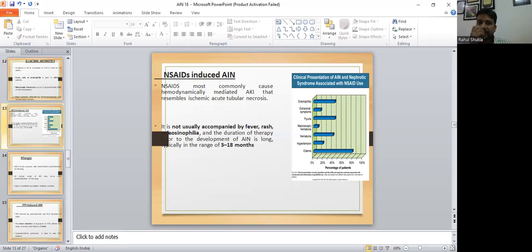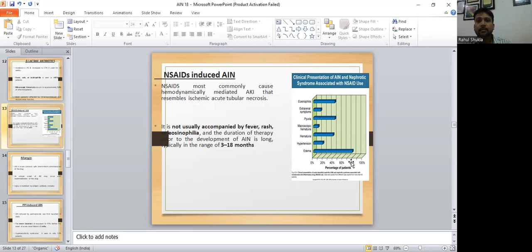Now coming to NSAID-induced AIN. The symptoms and the pattern differ a little bit from those caused by beta-lactams. Here eosinophilia is seen in around 40%. Extrarenal symptoms are seen in only 10%. Pyuria can be seen in 40 to 45%. Microscopic hematuria only in 5 to 10%. Frank hematuria can be seen in around 35%. Hypertension is around 20 to 25%, and edema is more common because of associated proteinuria, seen in around 70% of the patients.